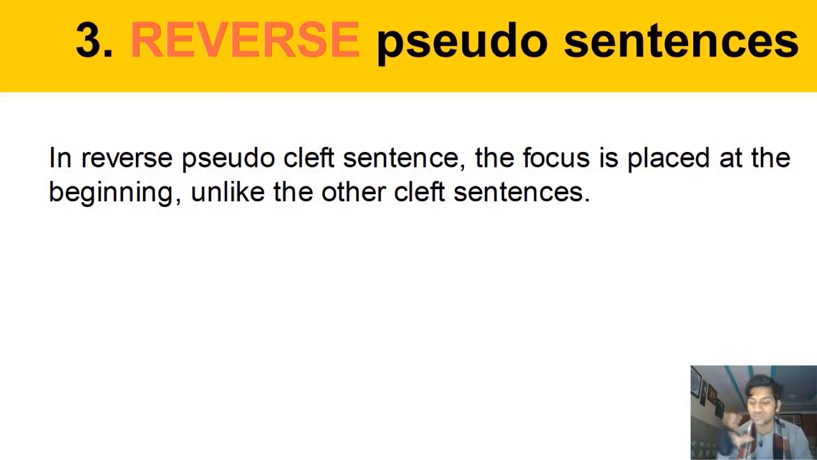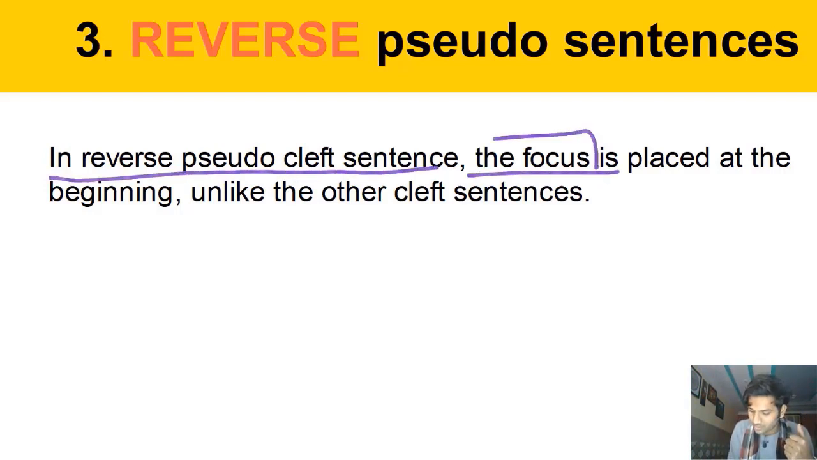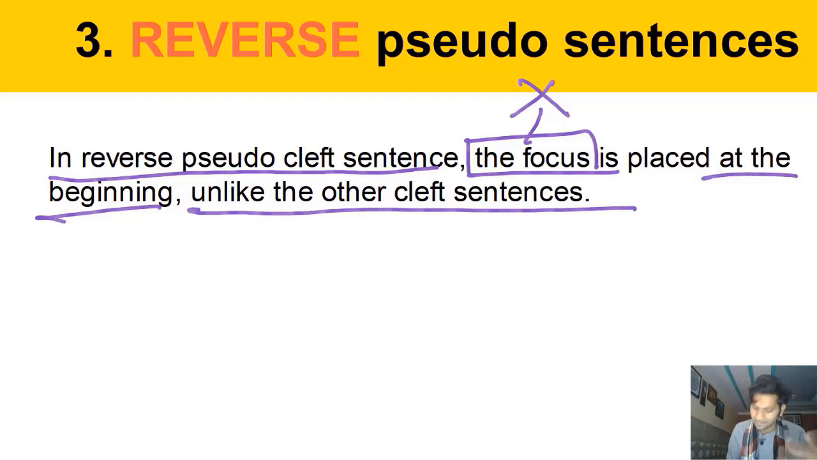We call it a reverse pseudo sentence, where we place the focus element in the beginning of the sentence. Generally, the focus is placed at the end of the sentence. But in a reverse cleft sentence, we place the focus element in the beginning, right? So in reverse pseudo cleft sentences, the focus, which is X, is placed at the beginning, unlike the other cleft sentences. Let me show you the structure.